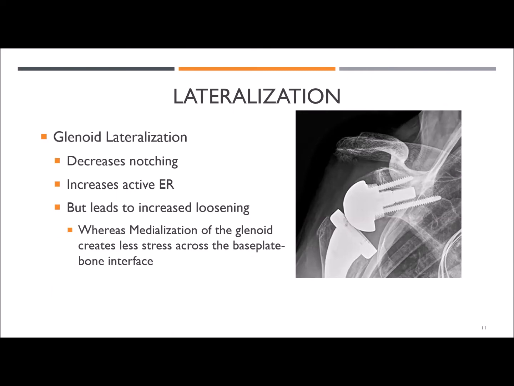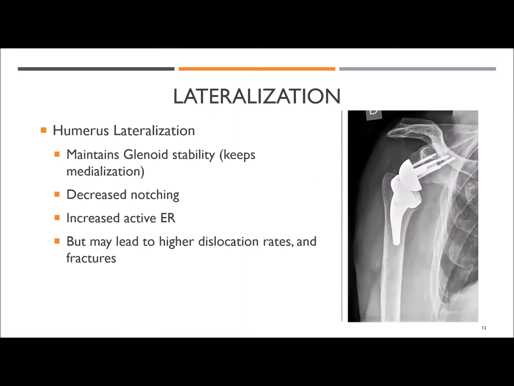So that's the glenoid. And then on the humerus, if you go to the next slide, humeral lateralization also maintains the glenoid stability because it keeps the medialization of the glenoid. And again, this picture is not a good one for that because it still shows that the glenoid is lateralized. But with humeral lateralization, you still have decreased notching, you still have the increased active external rotation, but you can have some higher dislocation rates. And you can have acromion fractures as well, because you're increasing the tension across the deltoid from the acromion to the humeral stem because you're lateralizing it that way.